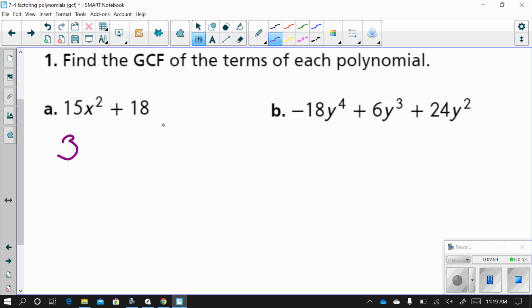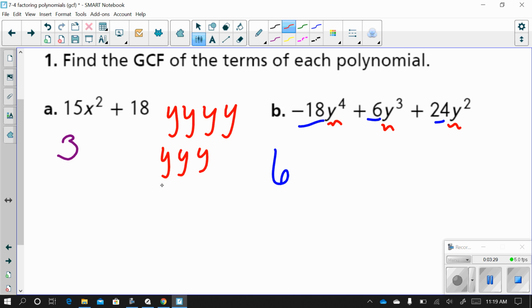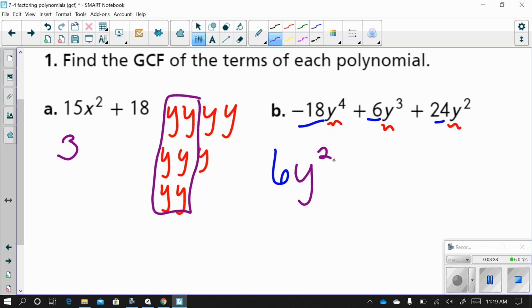Again, pause the video. Make sure you try letter B. Letter B, negative 18y to the 4th plus 6y cubed plus 24y squared. Start with numbers. Negative 18, 6, and 24. Well, what should be jumping out at you is 6. Then I do my letters. y to the 4th, y cubed, y squared. And again, if you need to write out all the y's and figure out how many they have in common, please do so. So y to the 4th, 4 of them, y cubed, y squared. How many do you notice? You should notice all 3 of them have 2 in common. So my GCF is 6y squared.